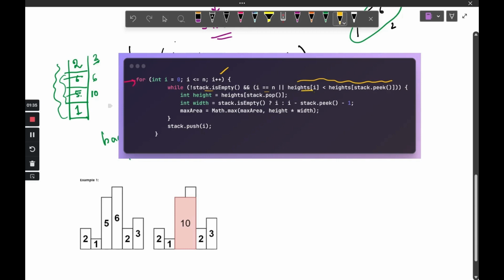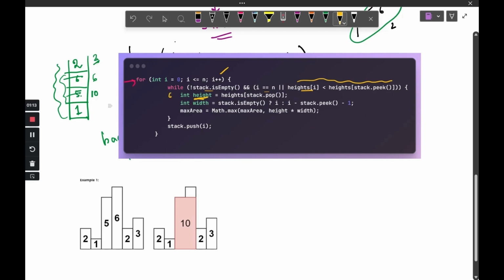Heights of I, my current height: is it lesser than what I have at the top of the stack? Is 2 lesser than 6? We were doing this comparison, right? If it is lesser, this while loop will start. What we are doing is popping out the number. So 2 is less than 6, we popped out 6 and stored it into this height variable. So my height is 6.